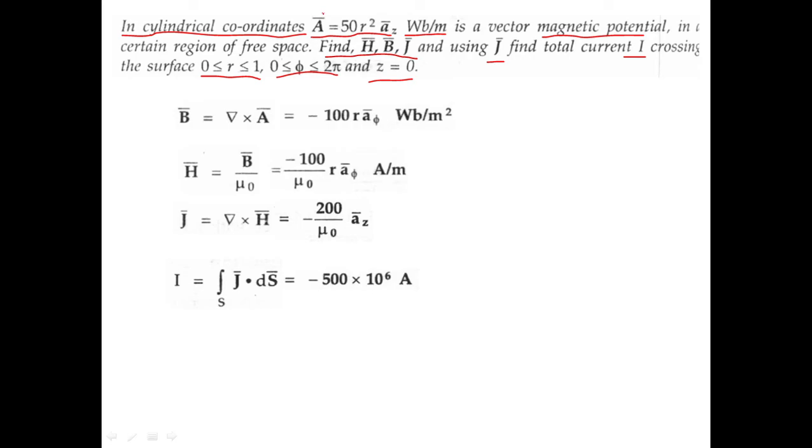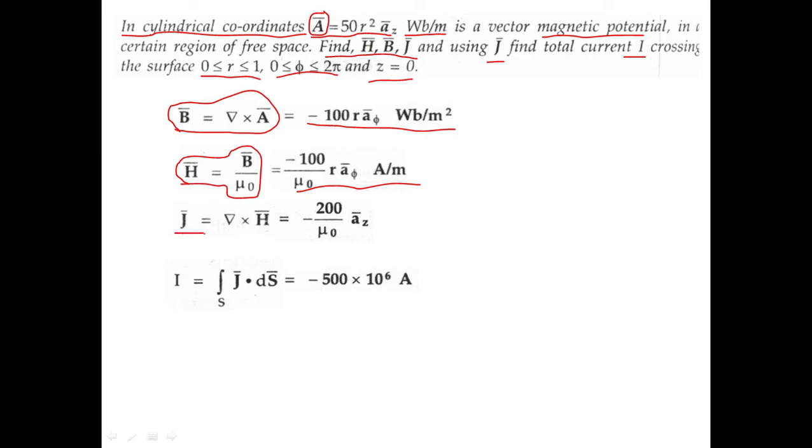Now what is A vector? A vector is nothing but vector magnetic potential, right? For vector magnetic potential, we have a formula: B vector is equal to curl of A vector. This we derived when we discussed vector magnetic potential, so you can use that. So curl of A vector in cylindrical coordinate system you have to use. This will be the answer for B vector. Next you have to find H vector. H vector is B vector by mu naught. Mu naught is a constant, right? When you solve that, you will get this answer. So we got H vector also.